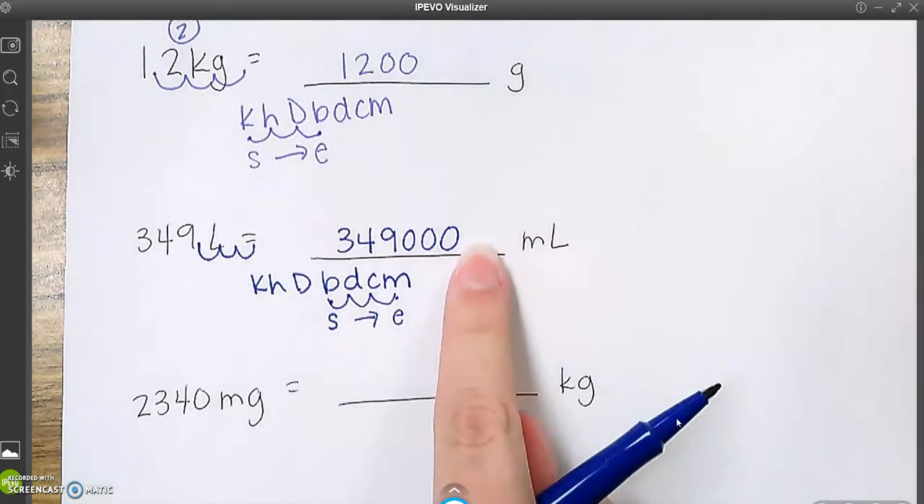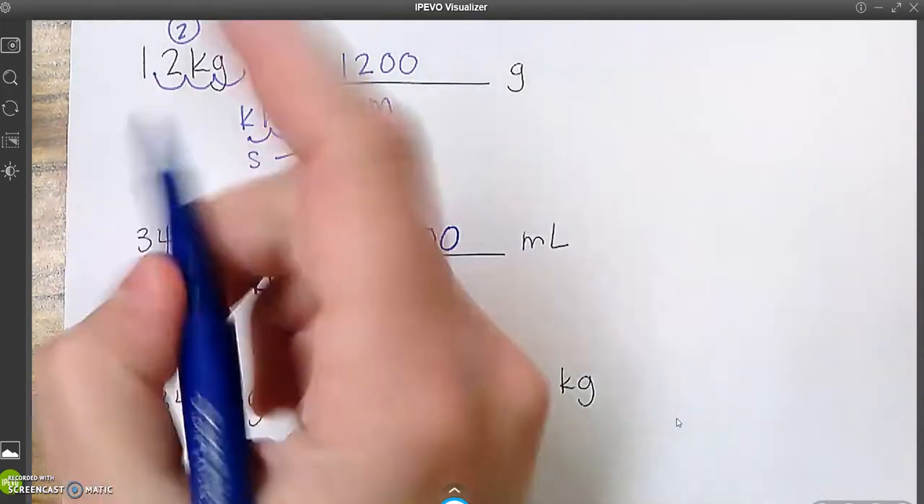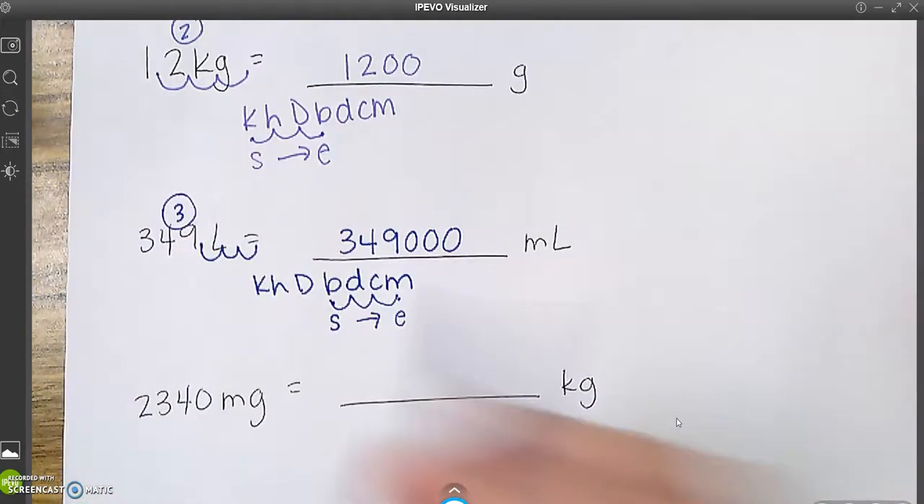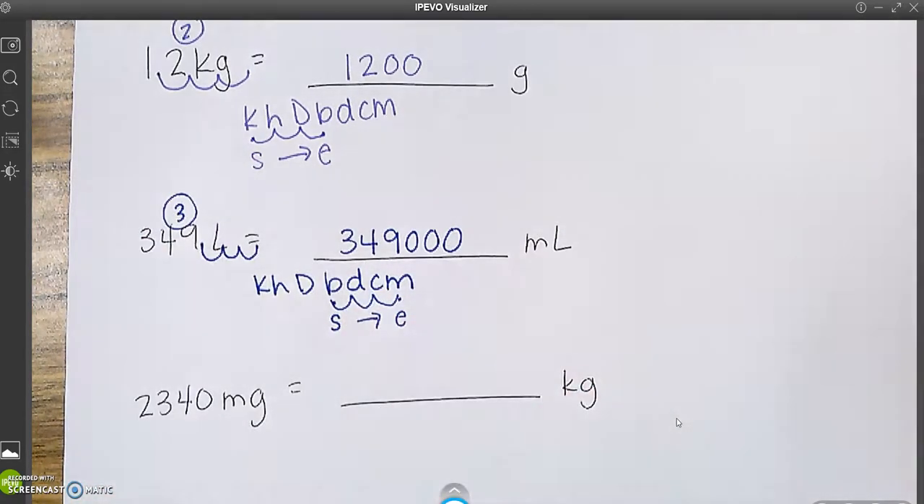Again, I cannot put my decimal here because I only have 3 sig figs here, and I need to maintain only 3 sig figs in my conversion. So we're just changing the unit here. There should be no changing of significant figures.